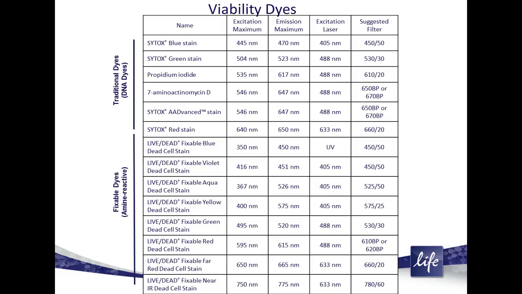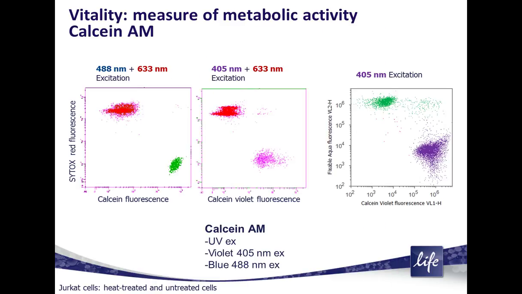This table shows the range of traditional and fixable dyes that are available. It can help in selecting the dye that would work best with your existing reagents and detectors on your cytometer. These dyes are available for pretty much any excitation and laser line, and you should be able to fit something into your existing detectors. And this is a summary slide that you can refer back to.